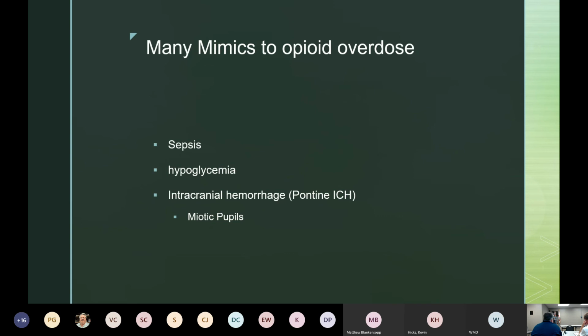Sepsis can cause altered mental status, can cause decreased blood pressure. Hypoglycemia can cause the same thing. Also, one of the interesting ones, a specific type of intracranial hemorrhage called a pontine hemorrhage. The pons is located in part of the brainstem, and it can actually cause miotic or pinpoint pupils as well. So if you see this in an elderly patient, decreased mental status, decreased respiratory rate, super tiny pupils, don't automatically think it's an overdose. It could be a patient having a stroke.